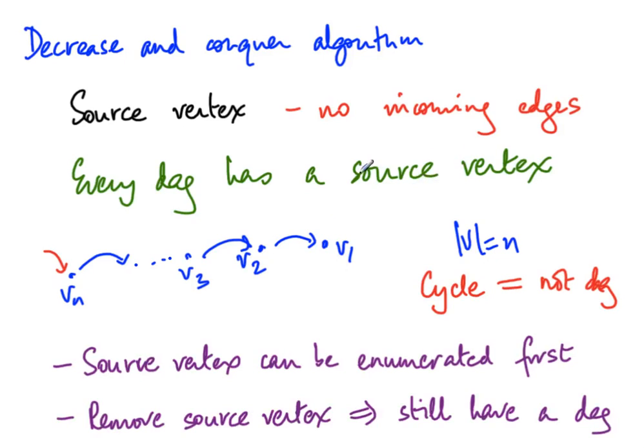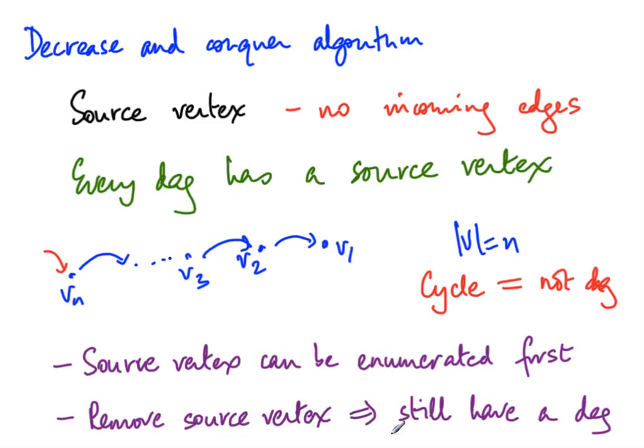So with this observation, we can see, of course, that a source vertex can be enumerated first in a topological sort, because a source vertex has no incoming edges, so no dependencies. Now, having enumerated a source vertex, supposing we remove it from the DAG. Obviously, by removing a vertex, we are not introducing any cycles. So if you remove a source vertex from a DAG, what we have is still a DAG.